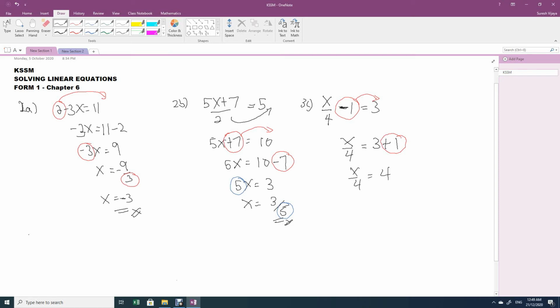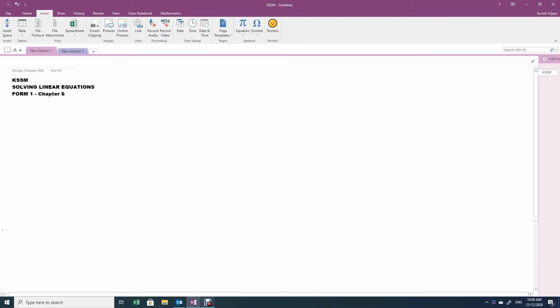How do you solve this? Since this is dividing, when a number is being divided and you want to bring it over, cross over the equal sign, you have to multiply. Okay, so it will be 4 times 4, so x equals 16. Okay, let me show you more examples.